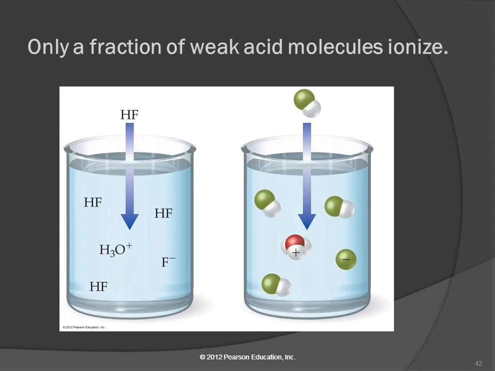Here's the picture. We put the HF in water. It does form some hydrogen ions, but we also have a lot of intact molecules hanging around. And here in the picture we see we've got lots of the molecules and only a few ions. So strong acid completely ionizes. All you have are ions. Weak acid only does it a little bit because it's weak.